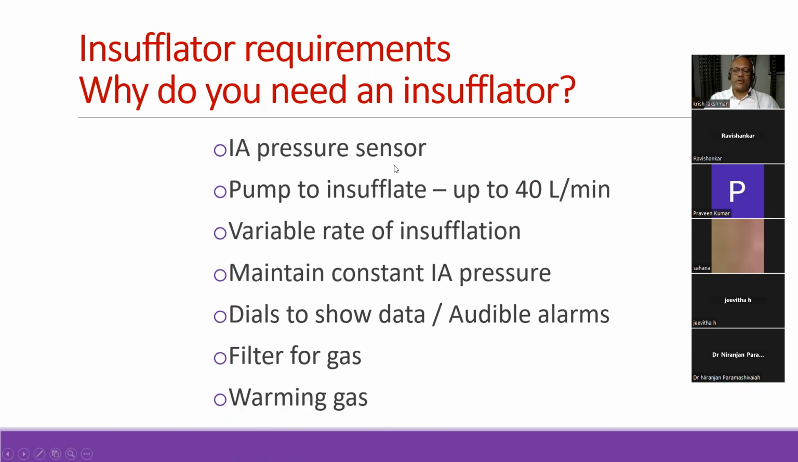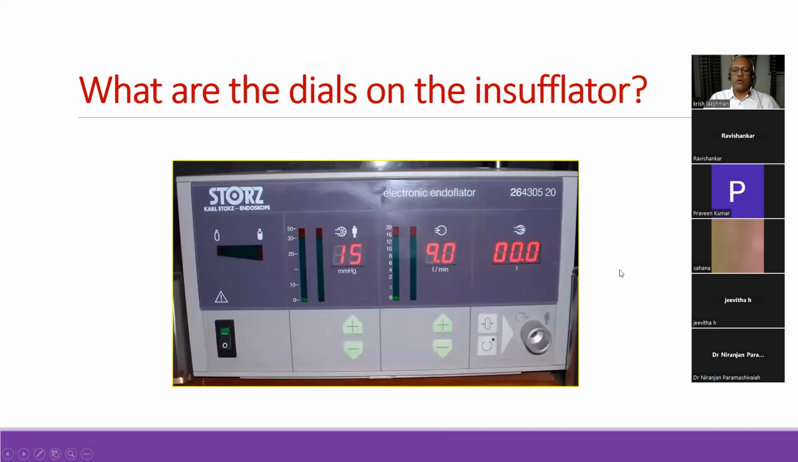Okay. It has an intra-abdominal pressure pump to insufflate. The flow rate that somebody mentioned, up to 40. Normally it's 20, but if you're doing major operations with multiple trocars into the abdomen, leak can be very high. And so there are machines available up to 40 liters per minute. So you must have a variable rate of insufflation, but maintain a constant abdominal pressure. Dials show data with audible alarm. So even though you're not looking at the dials, if you have anything untoward, particularly higher pressure, you must have an alarm which tells you that you must do something about it. Okay, those are the requirements and the available features of an insufflator.